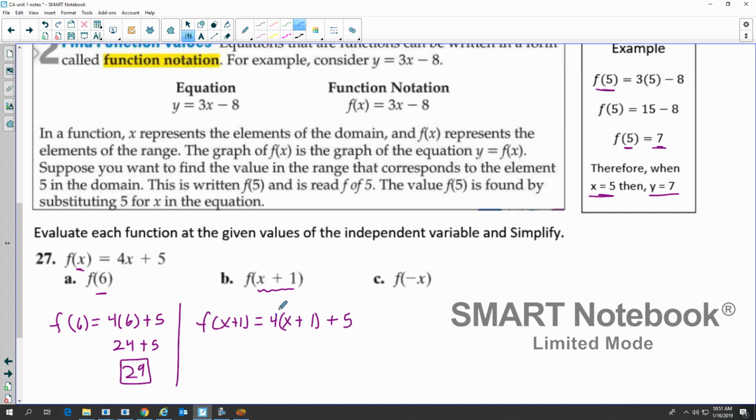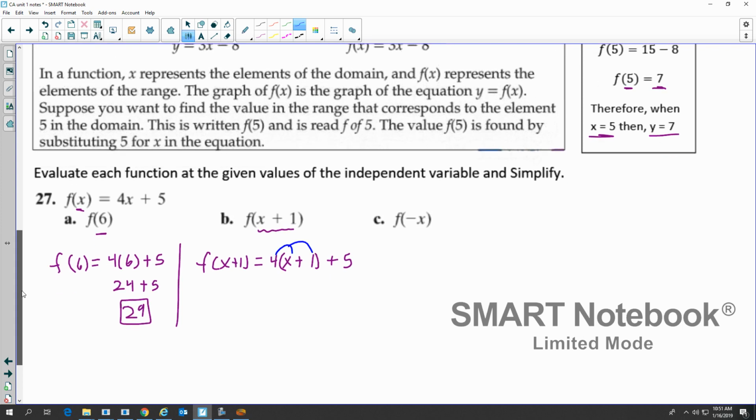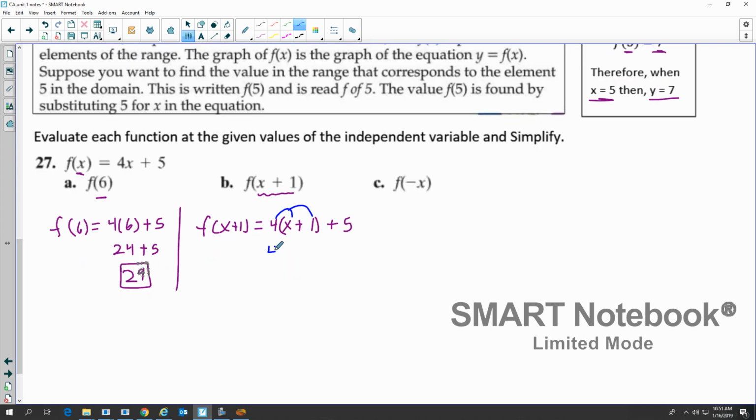Okay, so you got to distribute here, and then we'll just kind of clean it up a little bit, and that should be it for this. So let's see, 4x plus 4, and then a plus 5, and we can clean this up right here. So we're going to end up with 4x plus 9, and that's our result. That's what we want.